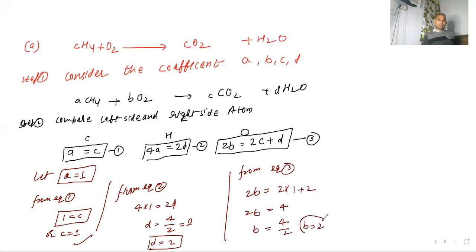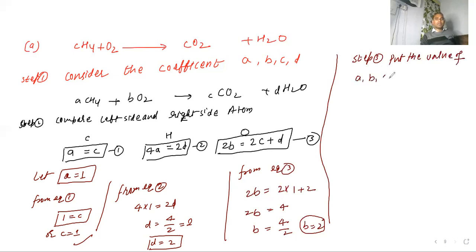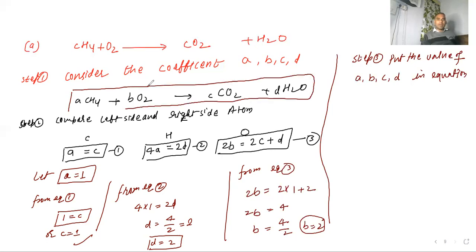Yes or no? Okay, in step number 2, the step number 3. What is step number 3? Put the value of A, B, C, and D in the equation. They are saying in the main equation we have to put. This is the equation we have considered, A, B, C value. So what we are going to do? We are putting the value.